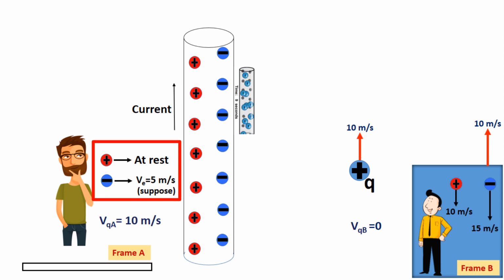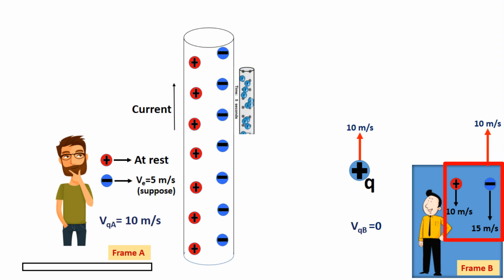But with respect to frame B, the positive charges are moving downward at the velocity of 10 meters per second, and the negative charges are moving downward at the velocity of 15 meters per second. Clearly, the negative charges are moving faster than the positive charges. And that causes all the difference.